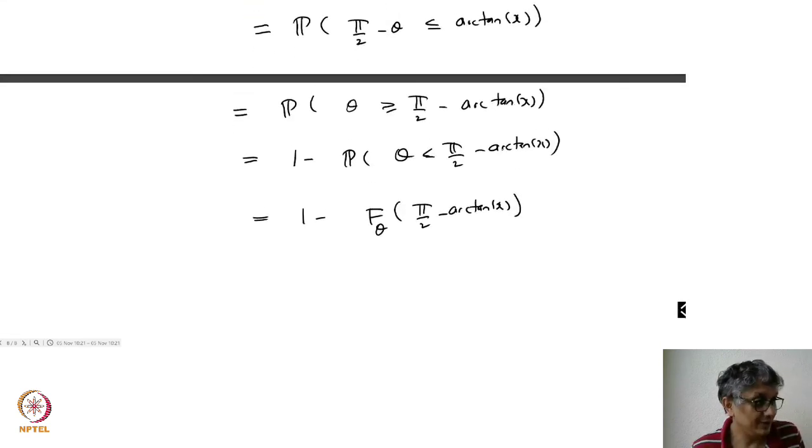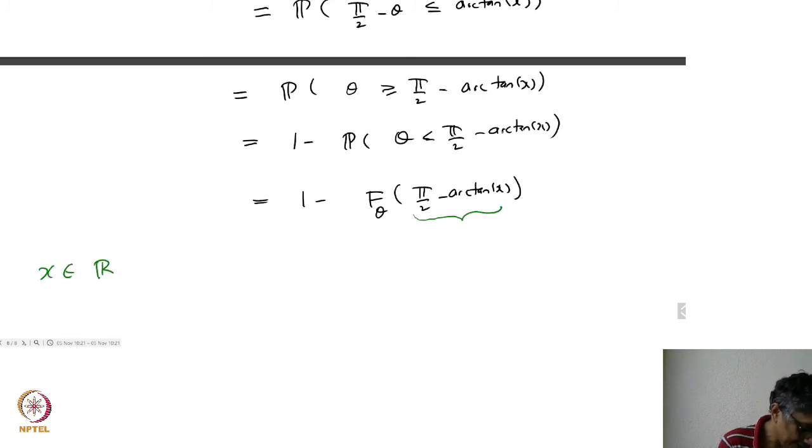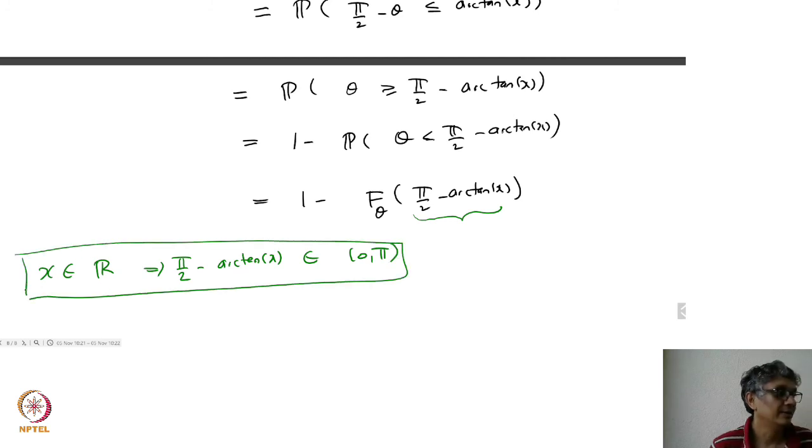Now we are in business. The first thing you observe is that x is in R. If x is in R, the angle pi by 2 minus arc tangent x is always going to be between 0 and pi. This is a fact from trigonometry that we know. Arc tangent x is between minus pi by 2 and pi by 2, so pi by 2 minus that is always between 0 and pi.